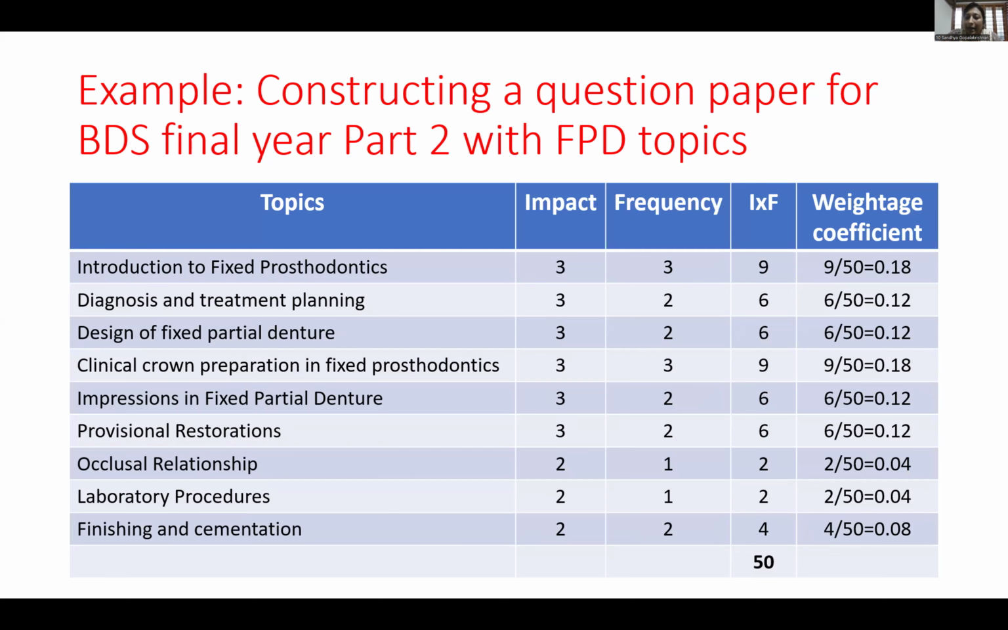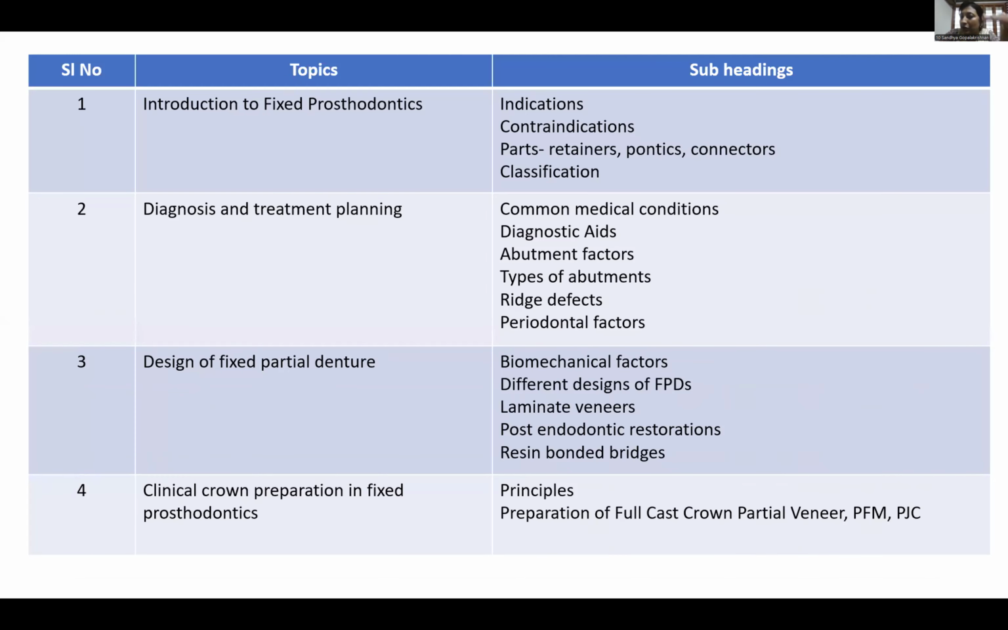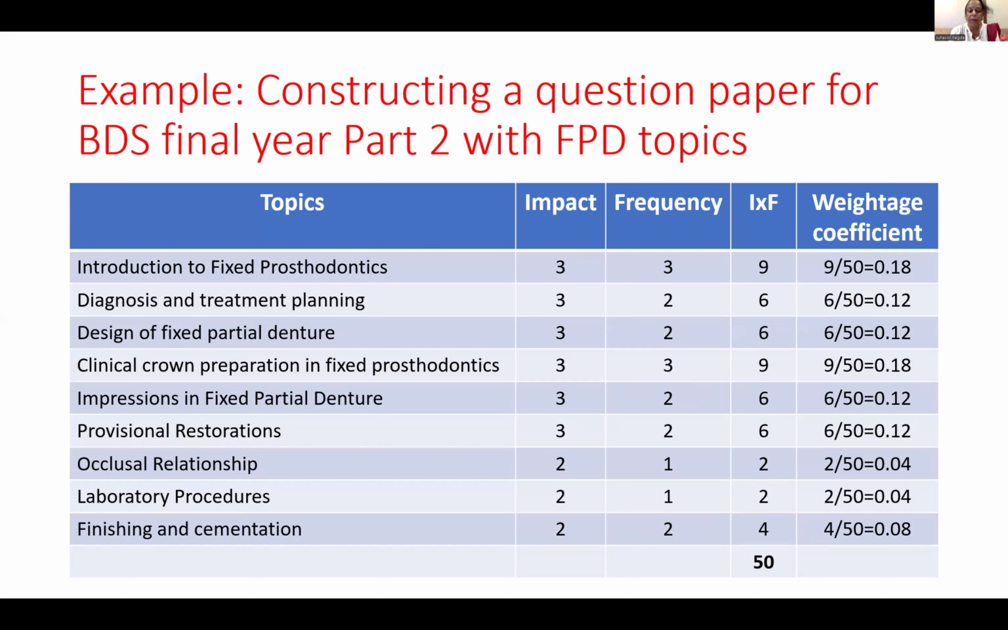The introduction part will contain the indications, contraindications, those topics. Second, diagnosis will come, that is types of abutments, ridge defects, all those things come at the second level. Go back one slide. Okay.